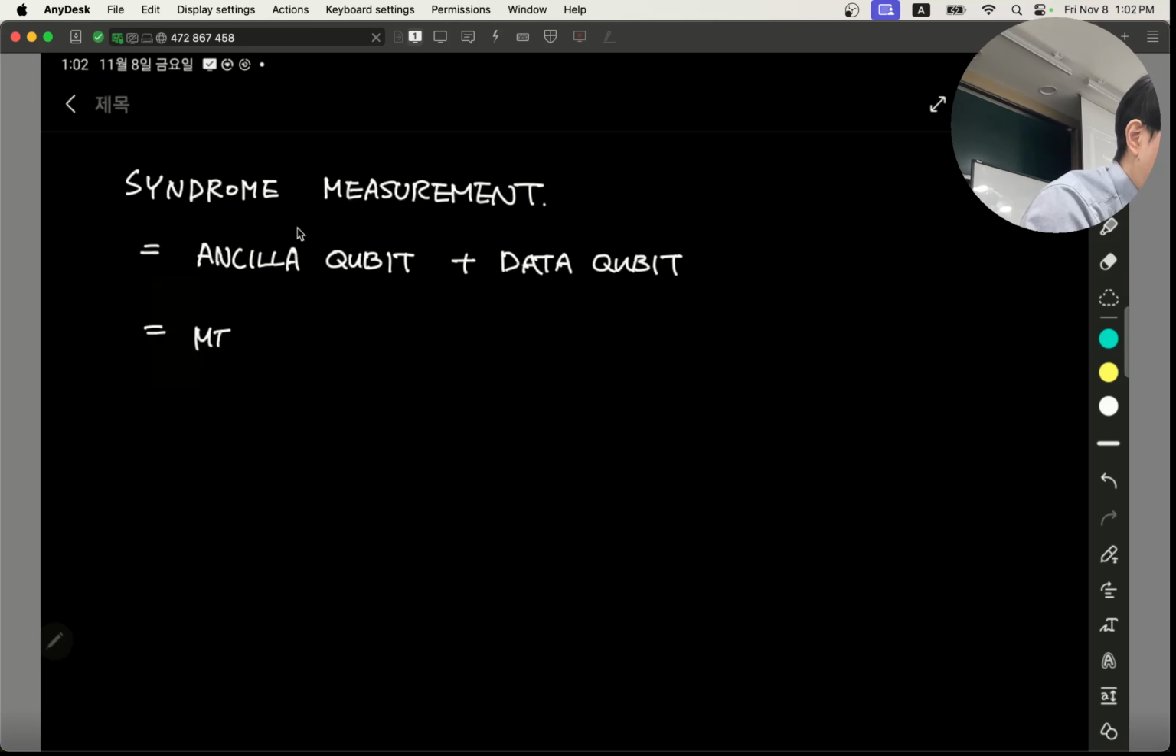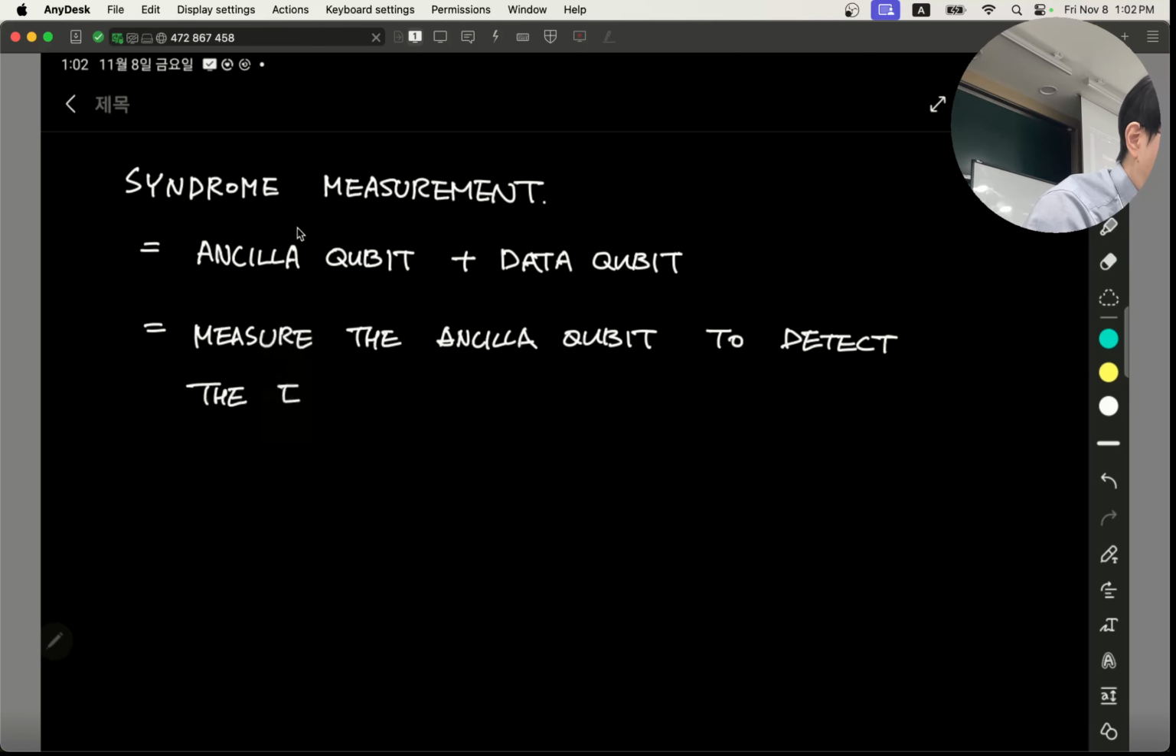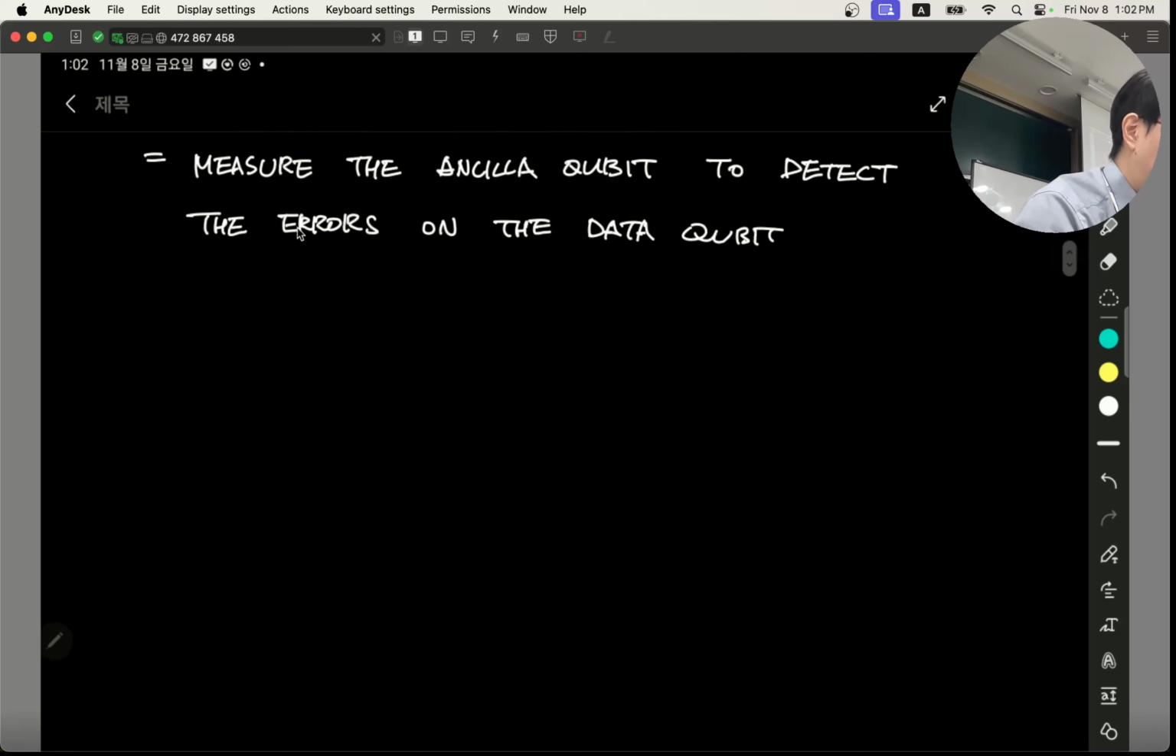So it measures the ancilla qubit to detect the error on the data qubit.